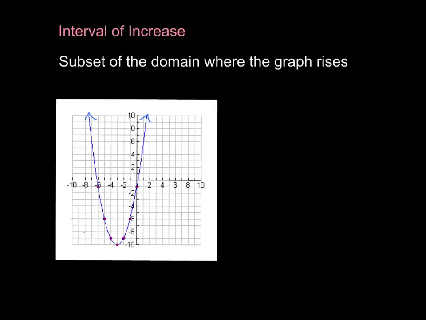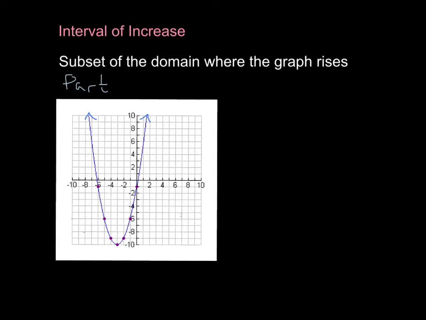Our first definition for properties is an interval of increase, and that is the subset of the domain where the graph rises. Now, remember that when we talk about the domain, we're writing it with a notation that shows it's a set of numbers. So subset indicates that it's a part of that domain. It could also be the whole domain. That's still within the definition of subset. So another word that you could use in place of subset is part. So we could say that it is part of the domain where the graph rises.